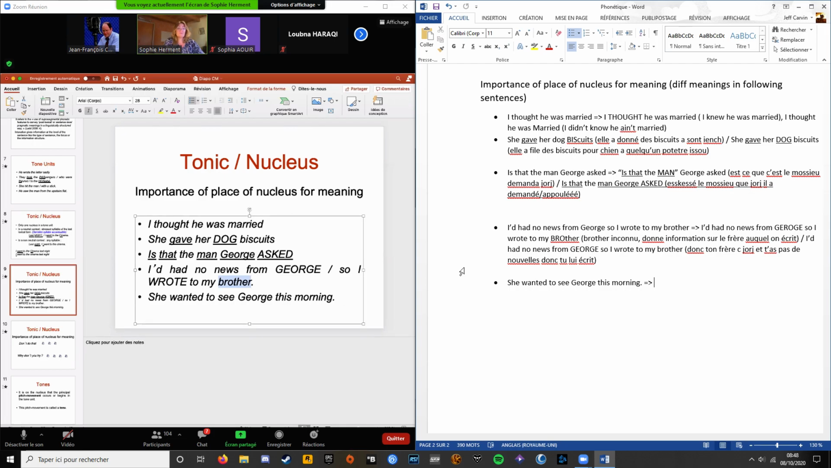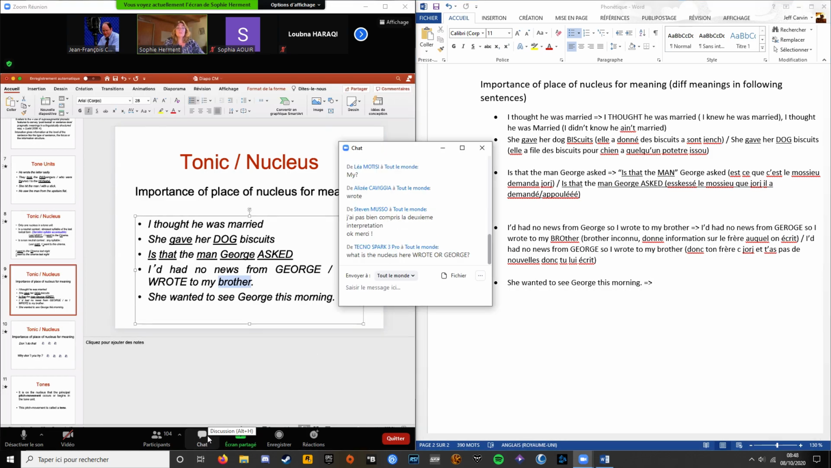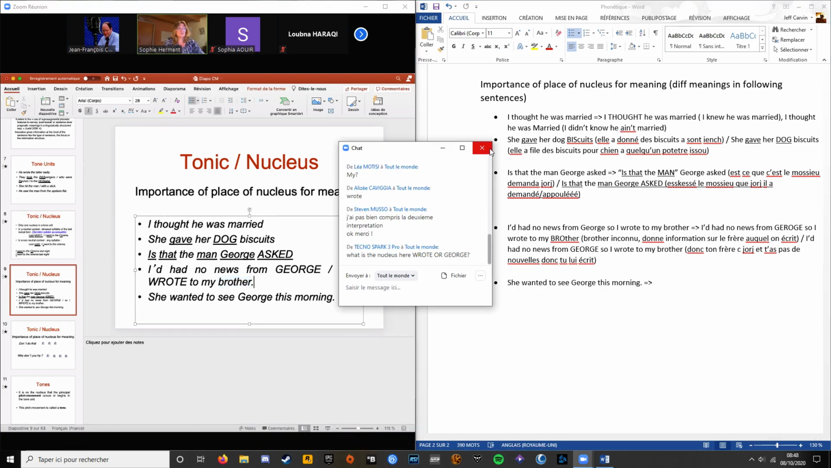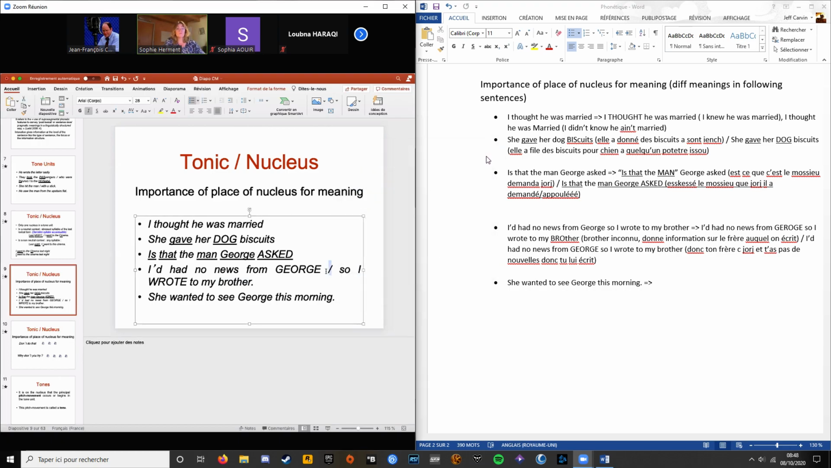Excusez-moi, parce que j'ai une question. What is the nucleus here, wrote or George? There are two nuclei because there are two tone units. You see, I divided the sentence into two tone units. So on the first one it's George, and on the second one is wrote. So here, either morning.